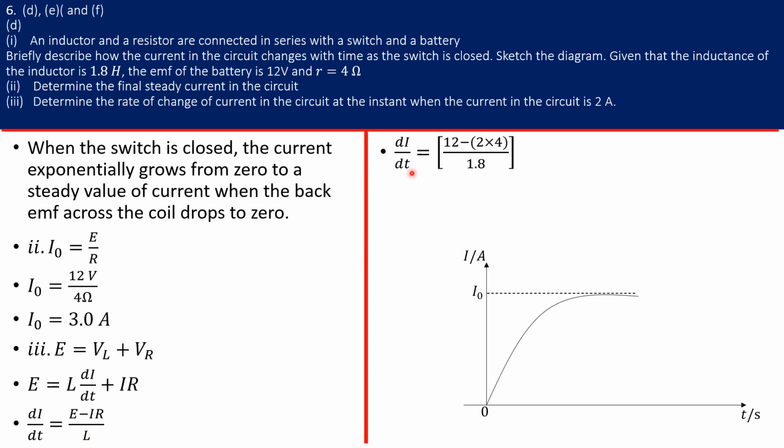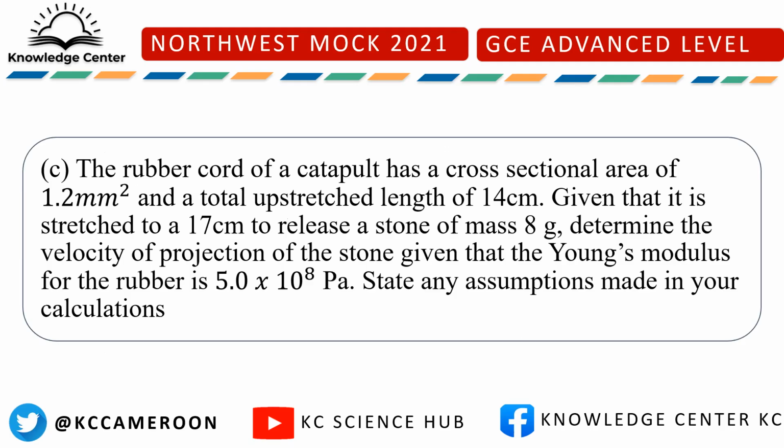So our di/dt is going to be 12 minus IR. At that instant I is 2 amperes, R is 4, divided by the inductance of the coil, which is 1.8 henries. So our di/dt is 2.2 amperes per second. That's how fast this current is changing. It's increasing by 2.2 amperes every second at that particular instant. That is it for the first part of the problem of our question.